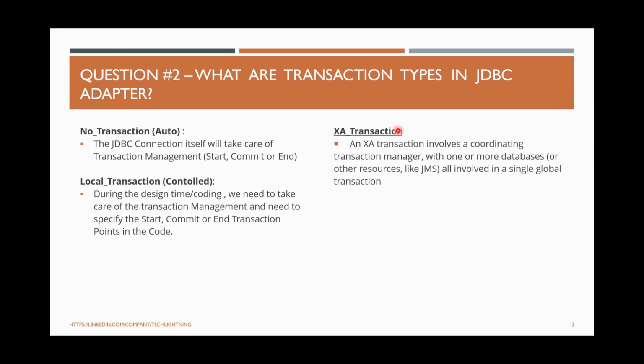What is an XA transaction? We mainly use an XA transaction when we have more than one database. For example, I want to interact with multiple databases. If I want to handle transaction management across multiple databases or multiple resources, then I will use an XA transaction. There is a coordinating transaction manager involved, which has the details about the status of your transaction across the databases. Once everything is done, it commits the transaction in both the tables.